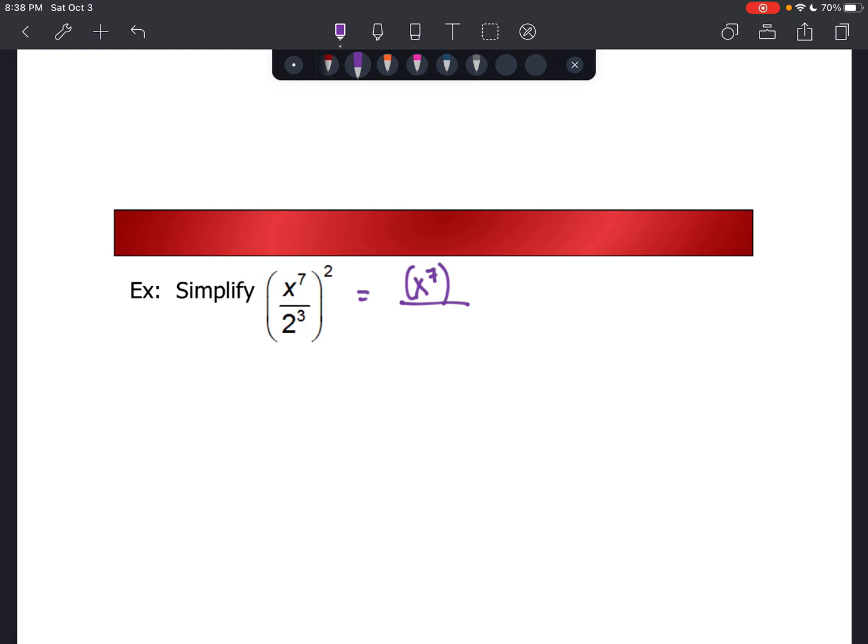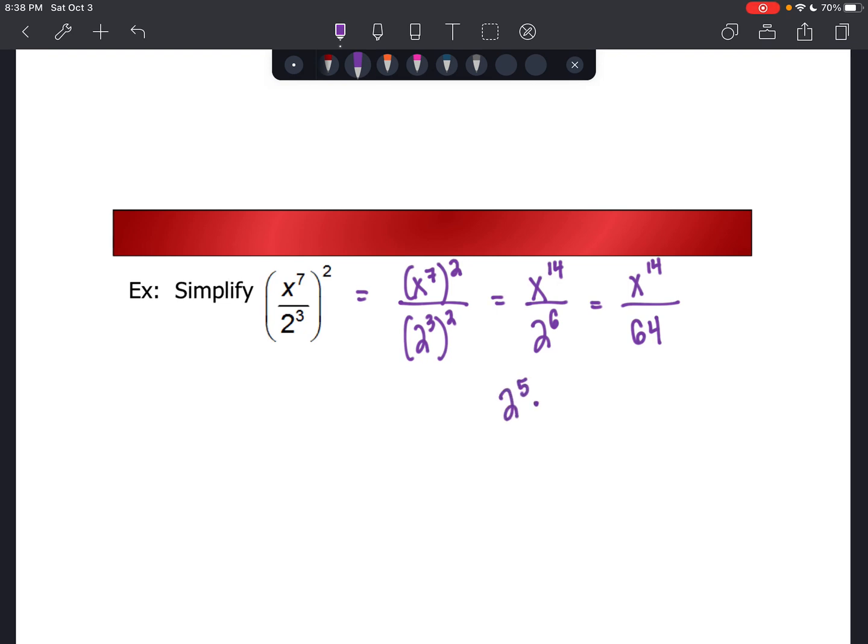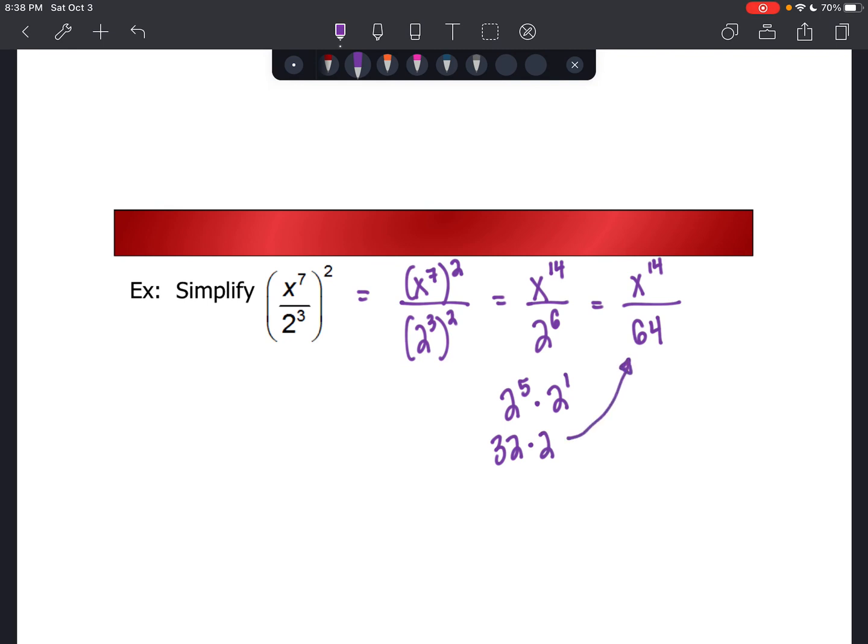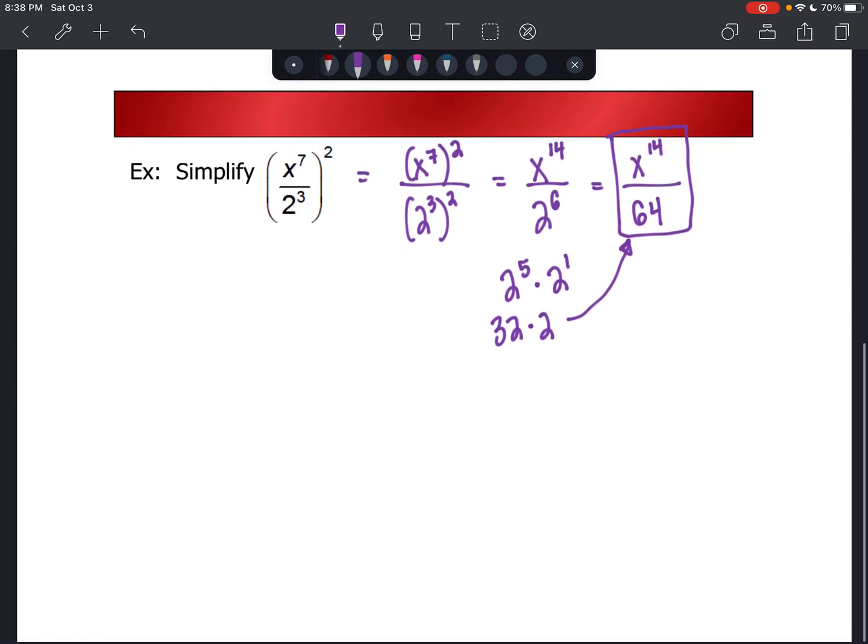x to the 7th to the 2nd power, 2 cubed to the 2nd power. That would be x to the 14th over 2 to the 6th. And 2 to the 6th is 64. How do I know that? Because 2 to the 5th times 2 to the 1st is 2 to the 6th, and 2 to the 5th is 32. 32 times 2 is 64. That's once again why it's so important for you to know your exponent values.